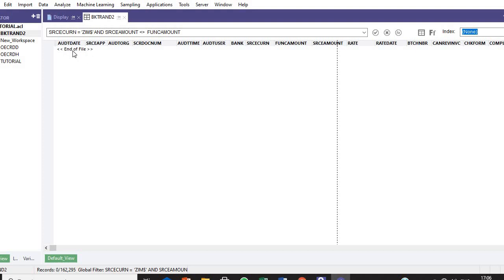We are now at the end of the file. There is nothing here, no exception. So this is correct. The treatment is correct. The integrity of these Zimbabwean dollar transactions is okay. There's no problem with that. So I'm happy with this first test. So I'm going to the next test.